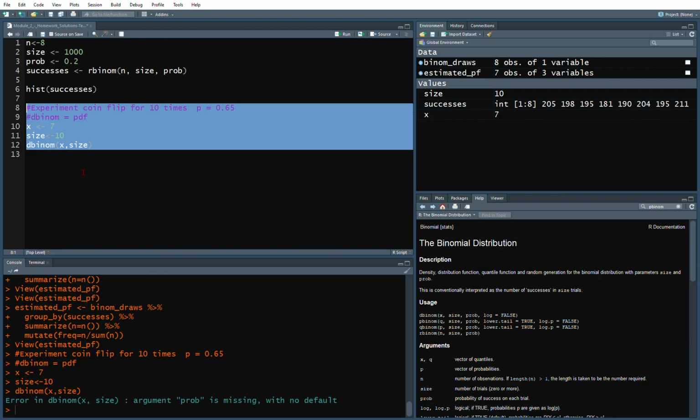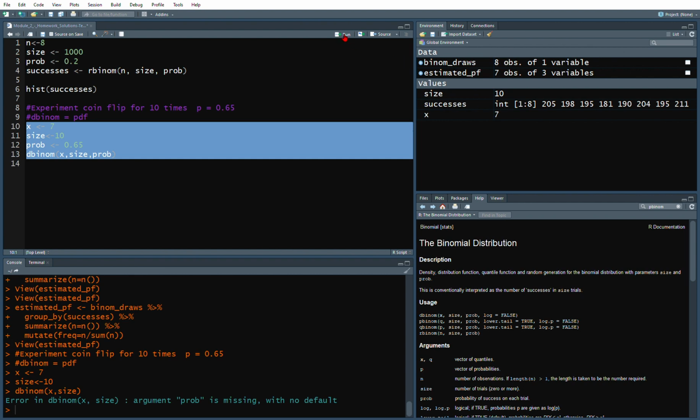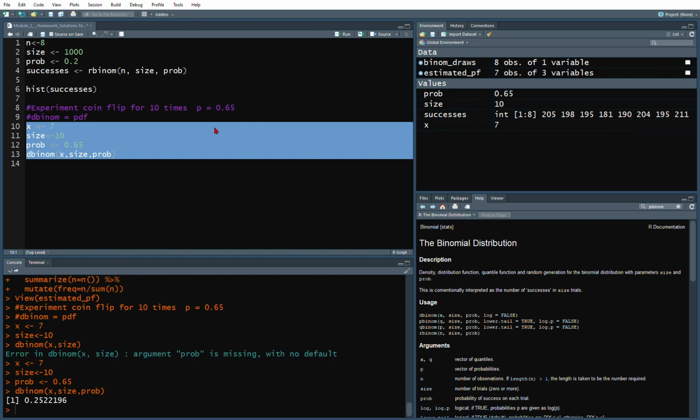Okay, so the probability of success is 0.65. That's the probability of success here. Now let's run this again. Okay, there is a 25% probability. So it's going to be 25%. Okay, so that's the correct answer.